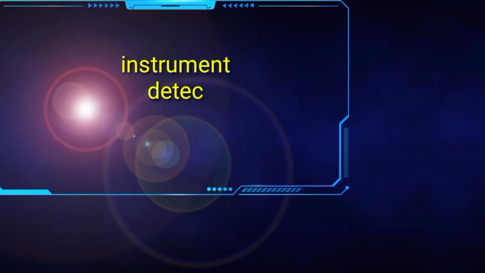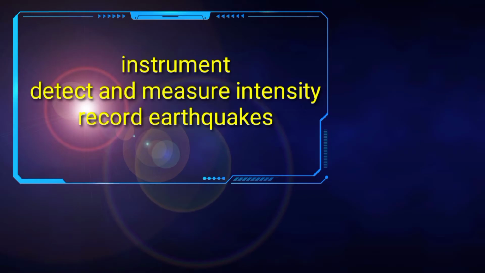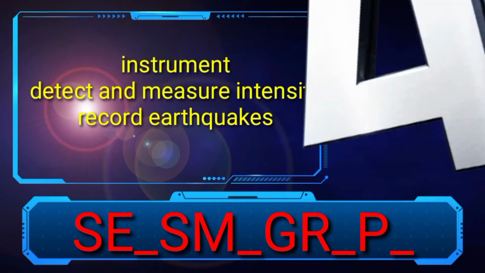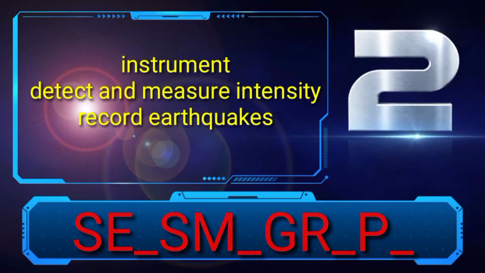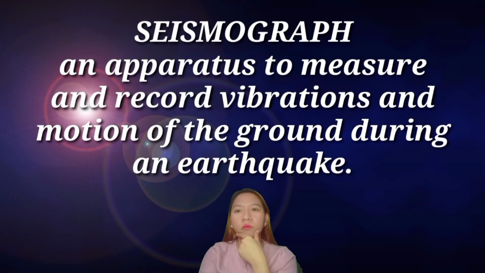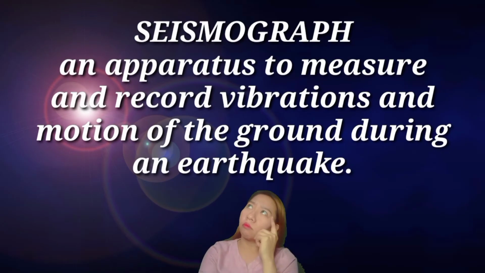Level 3. Here are the hints. Instrument, detect and measure intensity, record earthquakes. What is the mystery word? Incredible! The correct answer is seismograph. A seismograph is an apparatus to measure and record vibrations and motion of the ground during an earthquake.